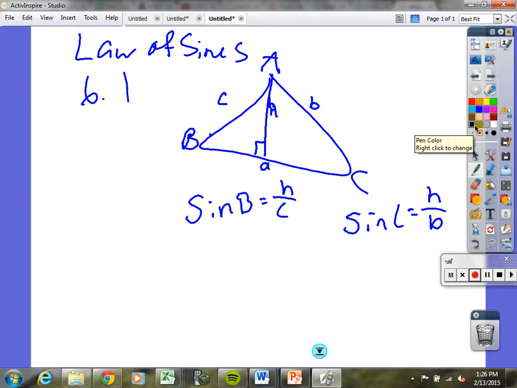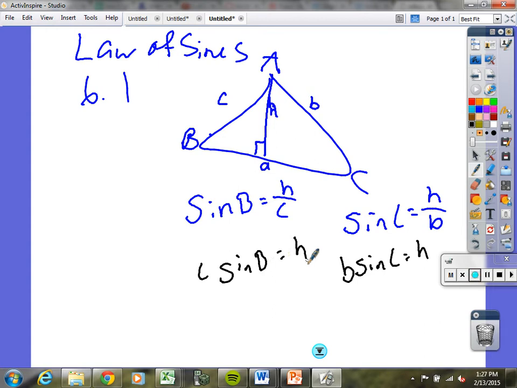Okay, I'm going to times by B, so it's just like the last problem, we're solving for H. Does that make sense? So therefore, H is equal to B sine of C, and C sine of B equals H. The H's are equal to each other, right? So therefore now I'm at C sine of B equals B sine of C. Does everybody see what I'm doing here?